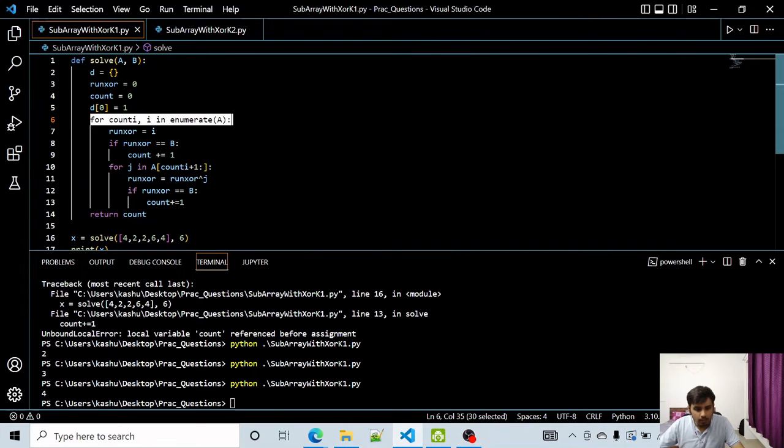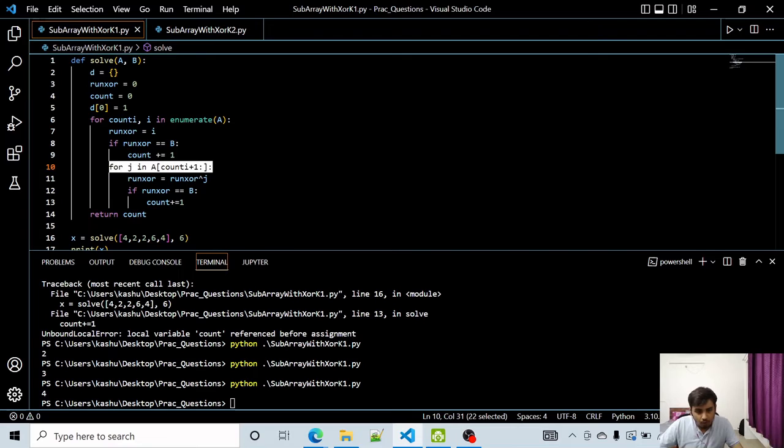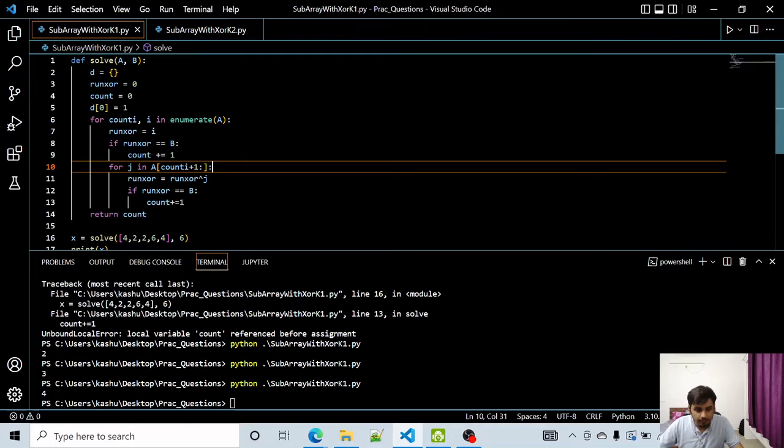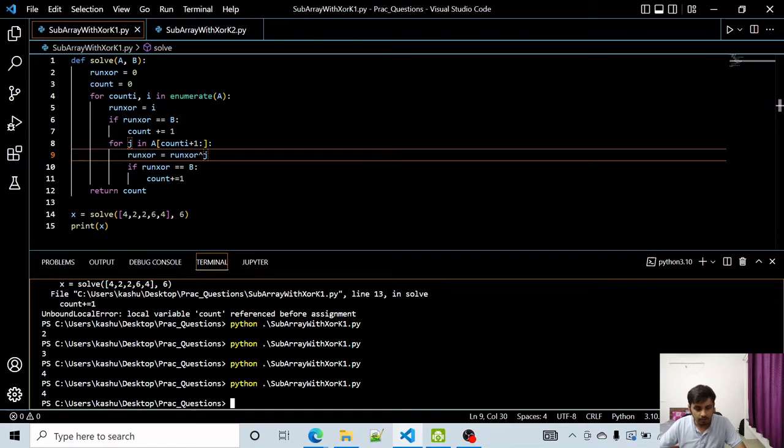I'm running a loop on the array, and if the first element itself is equal to the target, I am incrementing the counter. Then I am running the second loop from the element subsequent to the current element represented by i, and then I am computing the XOR. If the XOR is equal to the target, I am incrementing the count. It is pretty simple and straightforward, right? Let's see what we get as an answer here. We get 4 such subarrays.